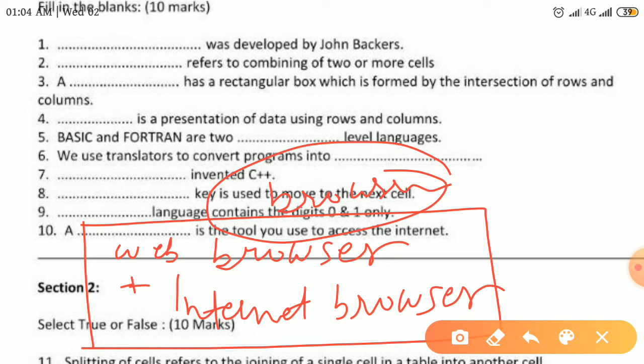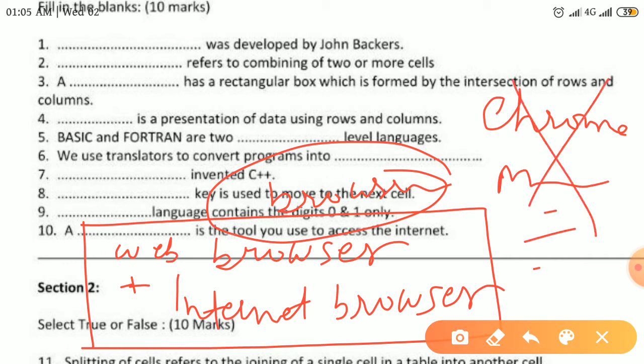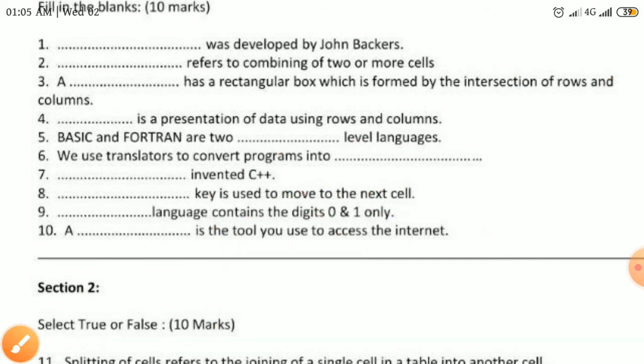Now, for those students who have written Chrome, Mozilla Firefox and all those things, I have not given you any marks because these are only applications, not the correct answer. Web browser or internet browser is something common. So for the most appropriate one, you go for these two, web browser or internet browser.